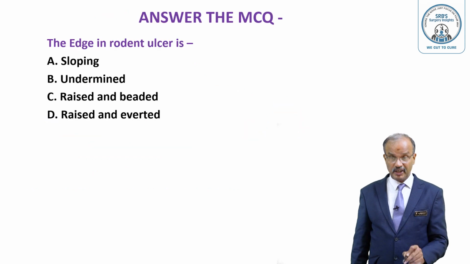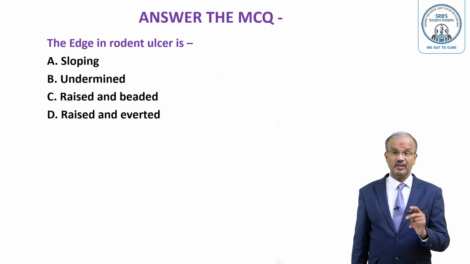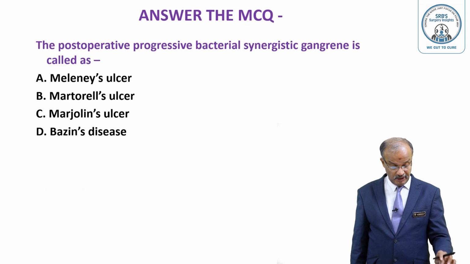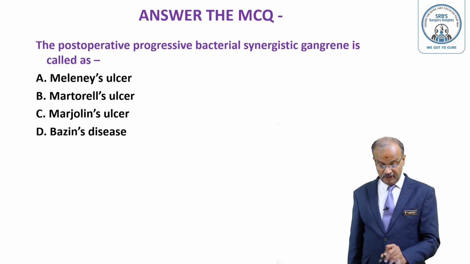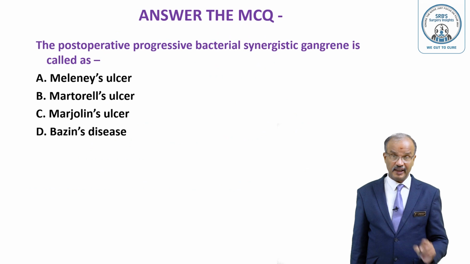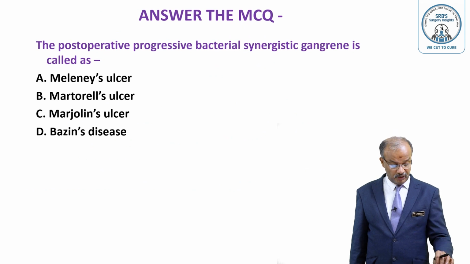So what is the edge in a rodent ulcer? Find out the right answer. I'll get back to you. I acknowledge your answer. Postoperative progressive bacterial synergistic gangrene is called as ABCD. Again, find out the right answer. I will get back to you.